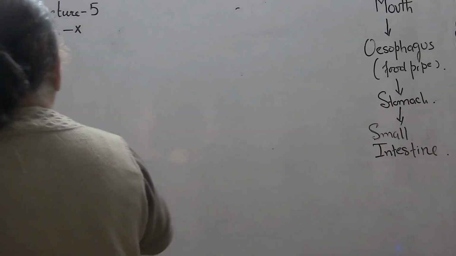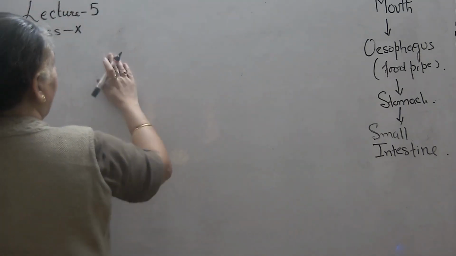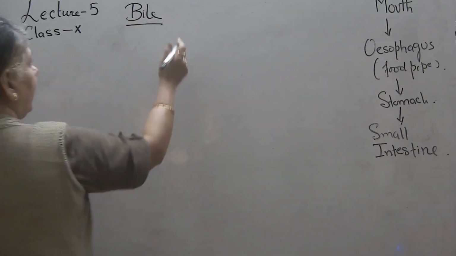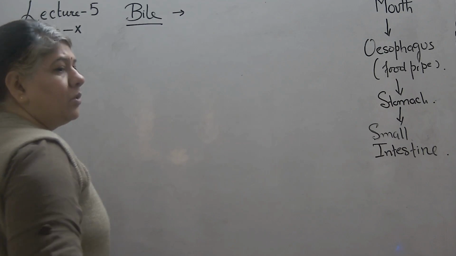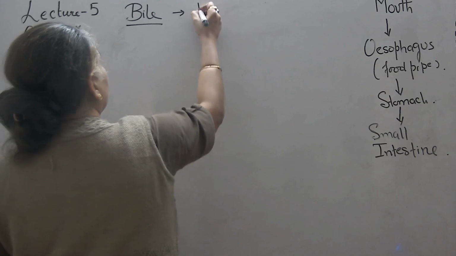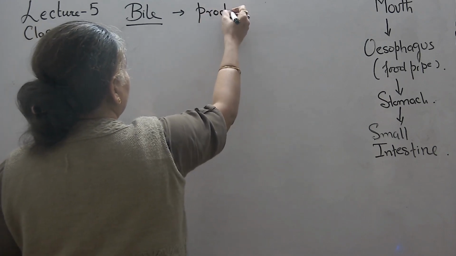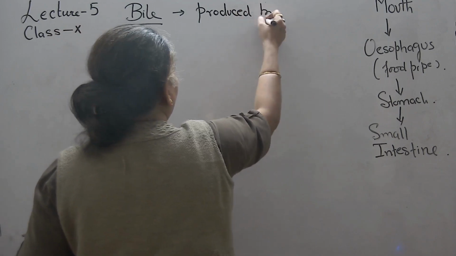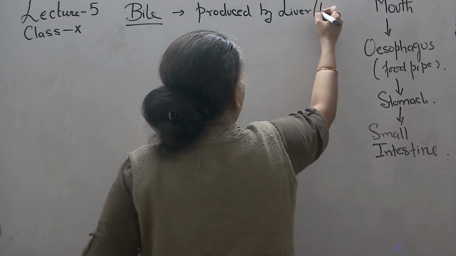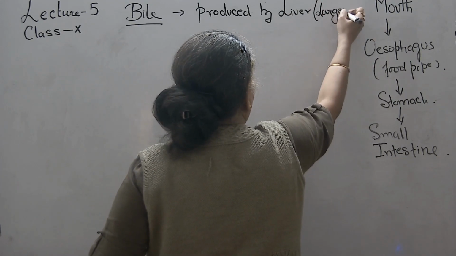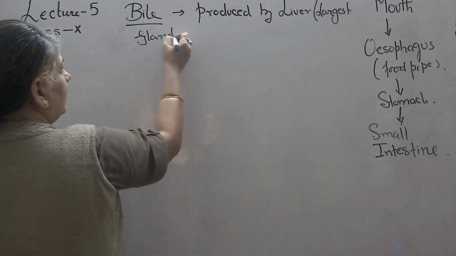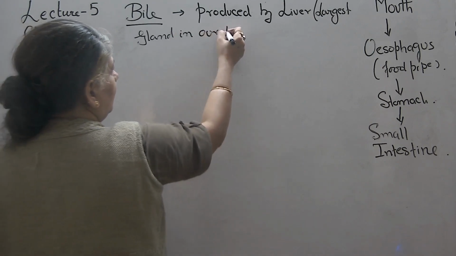First, we'll talk about bile. What is the role of bile in digestion? See, bile is produced by liver and it is stored temporarily in gallbladder. Produced by liver, which is the largest gland in our body.